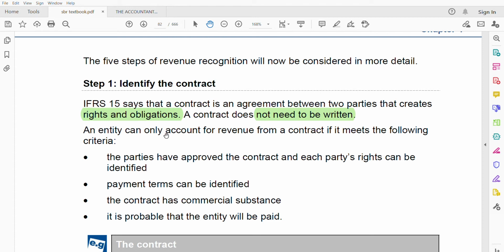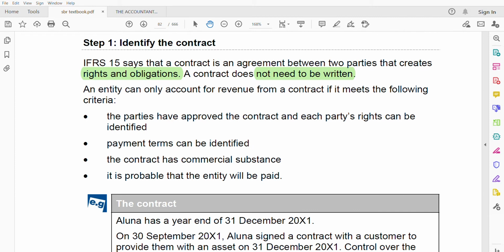An entity can only account for revenue from a contract if it meets the following criteria. It has to meet these criteria for it to say that there's a contract, if they want to recognize the revenue from a contract. Parties have approved the contract and each party's rights can be identified. Parties should approve the contract. Both the parties. If one party approved, the other party didn't approve, you cannot recognize revenue.